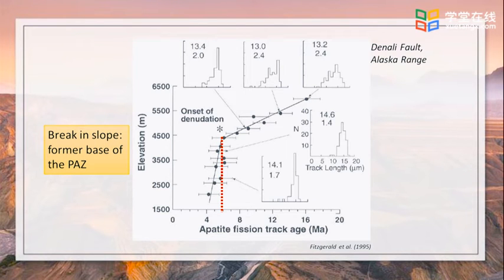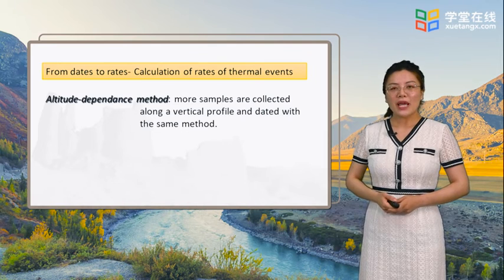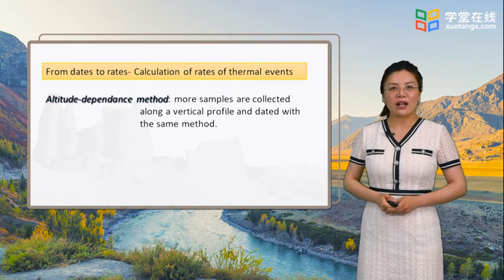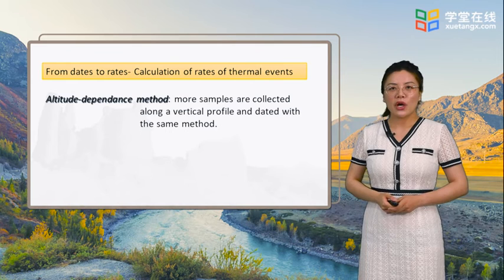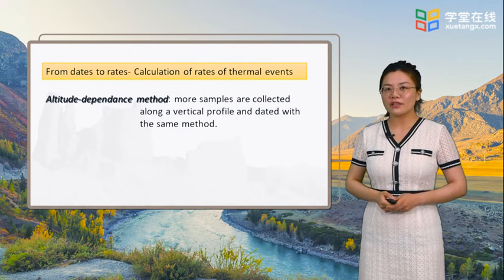The break in slope of an apatite fission track age versus elevation plot helps us define the former base of the partial annealing zone. This is quite useful when we have apatite fission track age data along an elevation profile, and we also have apatite fission track length data. So, all these methods we have been talking about are called altitude-dependent methods, where multiple samples are collected along a vertical profile and dated with the same method.